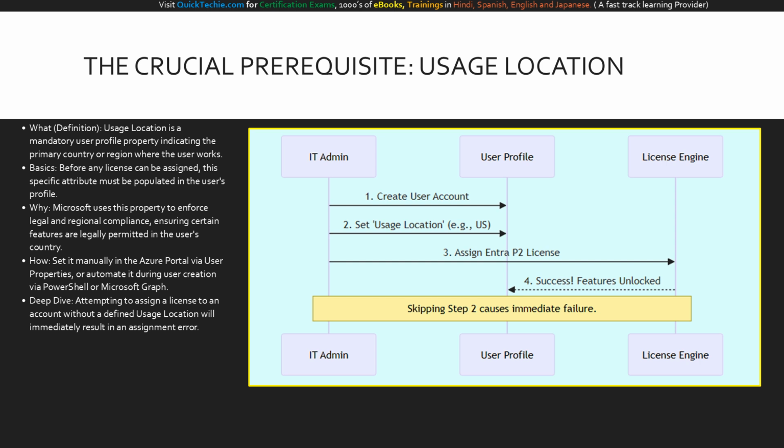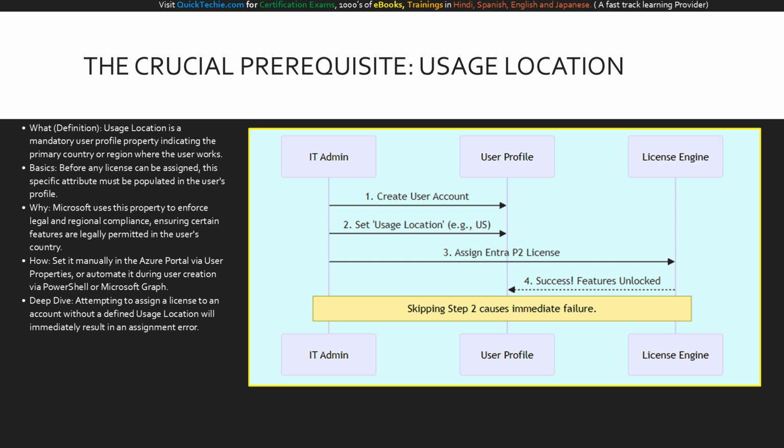How do we fix this? You must set this property either manually in the Azure portal under the user's job info or settings tab, or script it during your bulk user creation process. As our deep dive points out, if you ever receive a frustrating error when assigning a premium license, checking the usage location should always be your very first troubleshooting step.